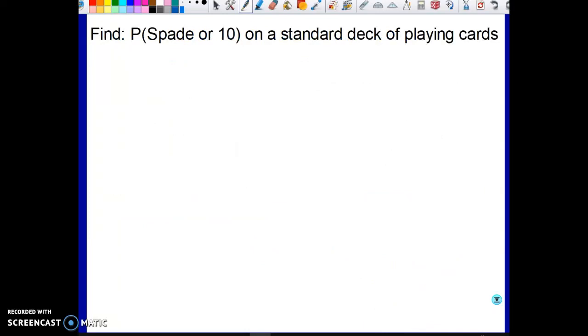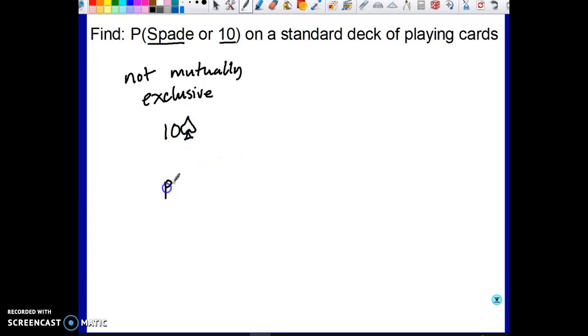Okay. Now, let's find the probability to get a spade or a 10 in a standard deck of cards. First of all, can I get a spade and a 10 at the same time? I can. So this is not mutually exclusive. I could get a 10 of spades. That's possible.